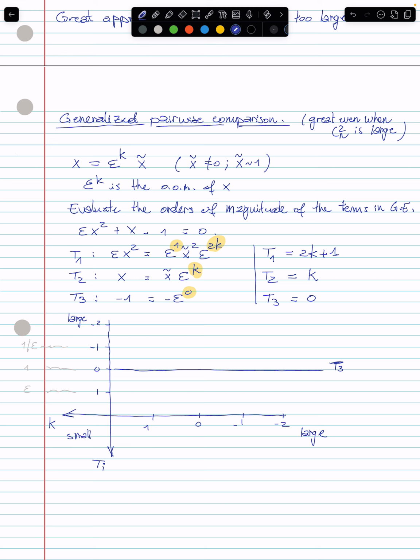T1, let's come back to that one. When k is equal to 0, it should pass through this point, and the slope should be equal to -2, or put differently, when k is -1, we have -1. All right, so it should pass through that point. And when k is equal to 1, it should go through 3. All right, seems good. So we have something like this, that is T1.